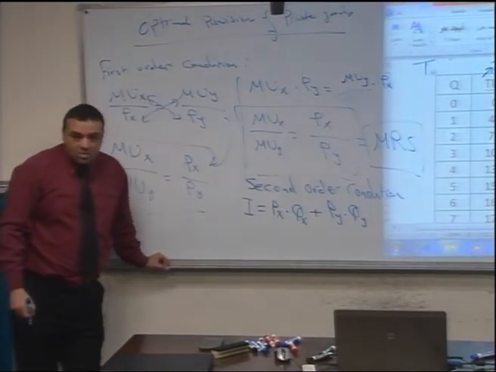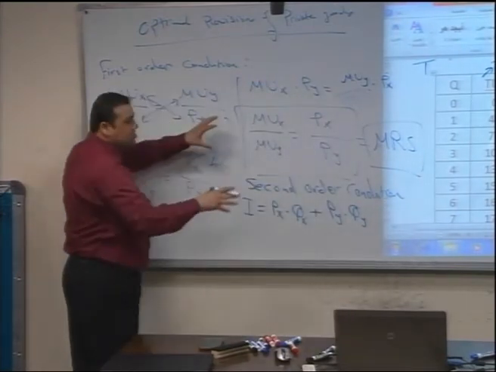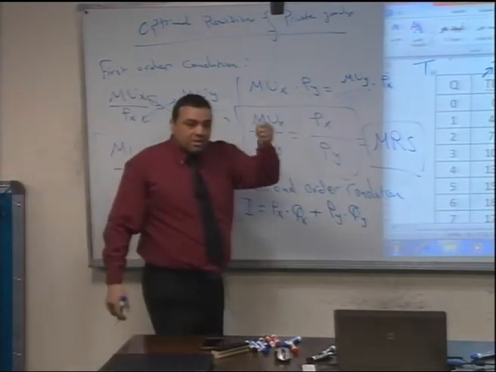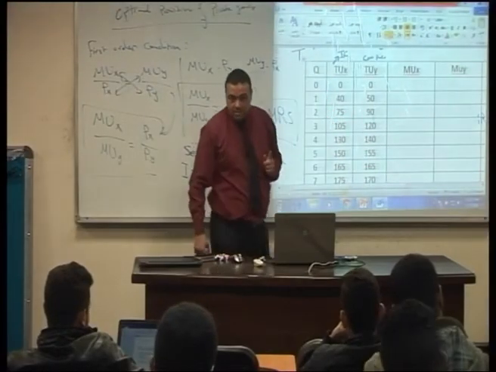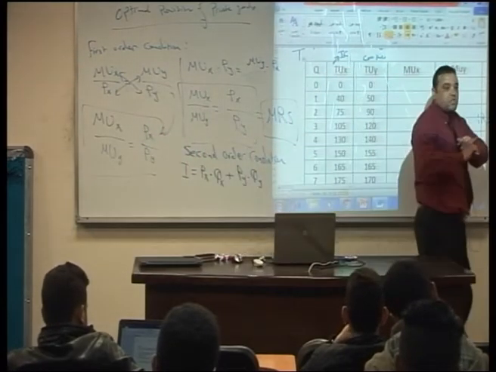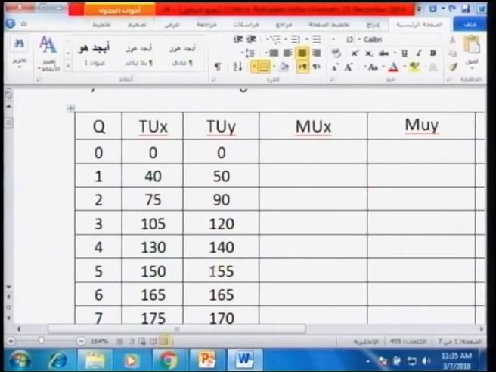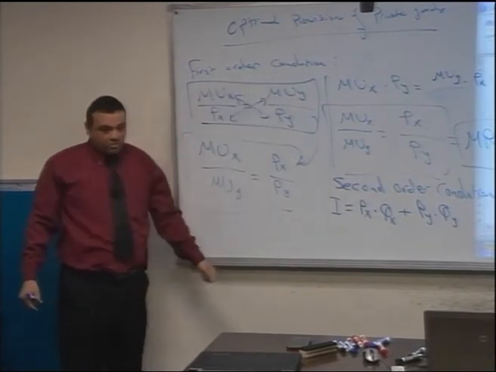Okay? So this is for Ben here. And we will apply these two conditions and determine the optimality of a private goods provision. Here, we have to calculate the marginal utility of X and the marginal utility of Y, and we will check the first order condition, which is the marginal utility of X over the price of X equals the marginal utility of Y over the price of Y.